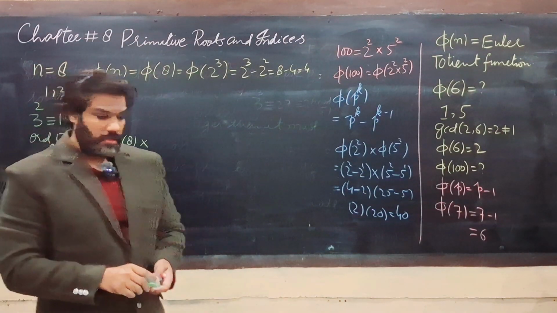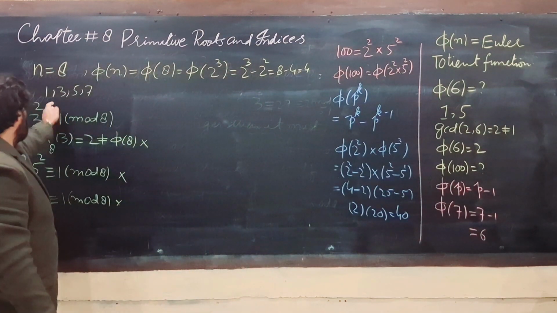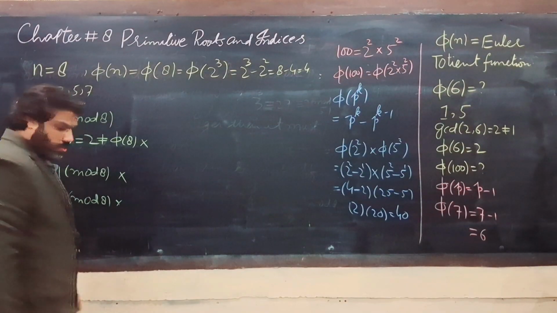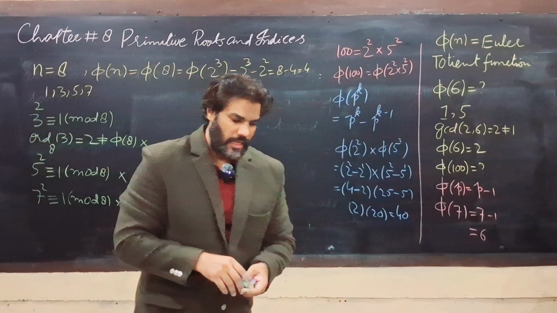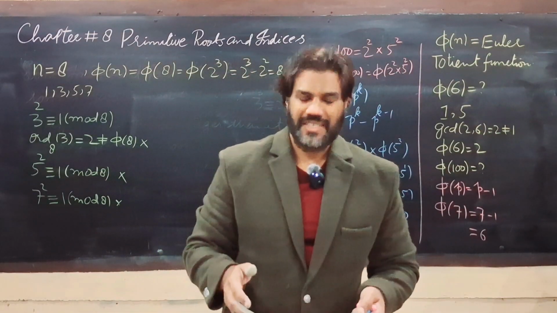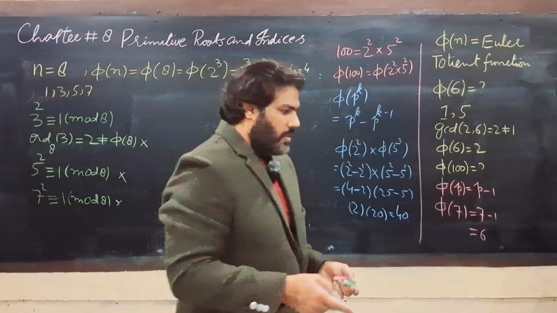So there is no integer which is a primitive root of 8. So this shows that it is not necessary that every composite integer has a primitive root. Next.